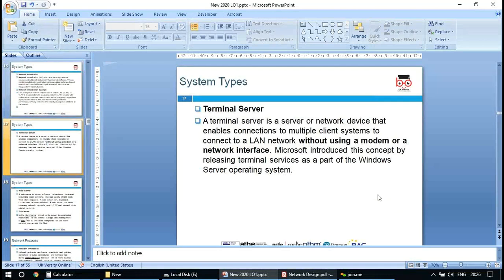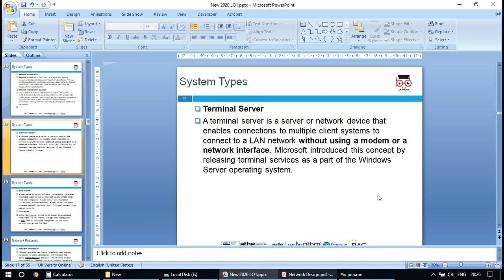Terminal server. A terminal server is a server over the network without using a modem or a network interface card, and it helps to give you multiple client connections. It's also kind of a server type or system type.